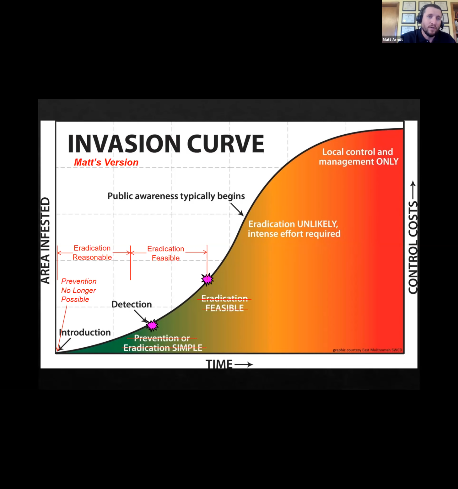I also would disagree. I would shift the eradication feasible line down just a little bit to where it's likely not really feasible by the time that there's widespread public awareness of that invasion problem. So this is the Matt Arndt version of the invasion curve. It's a little bit more pessimistic, but in my opinion, it's a little bit more realistic also. I'd agree with that. Well, thanks. And with that, I'd pass the mic over to Carol, and we can move through any questions that may be out there. Thank you both very much.